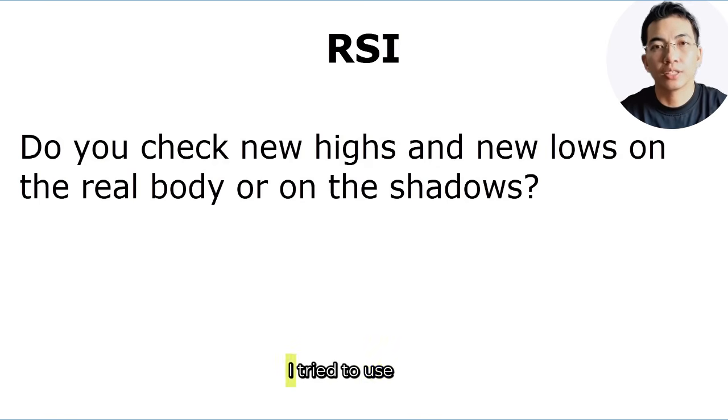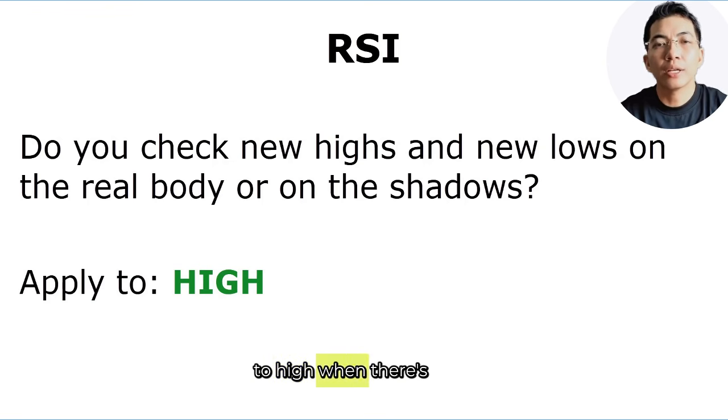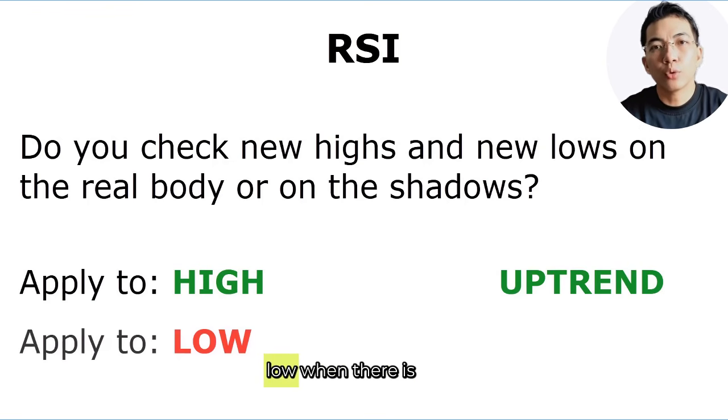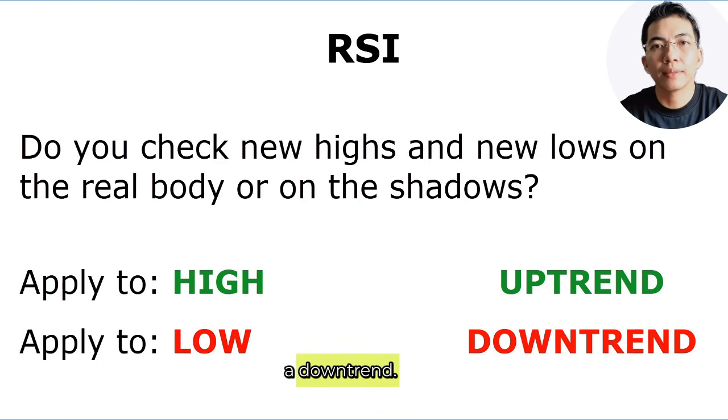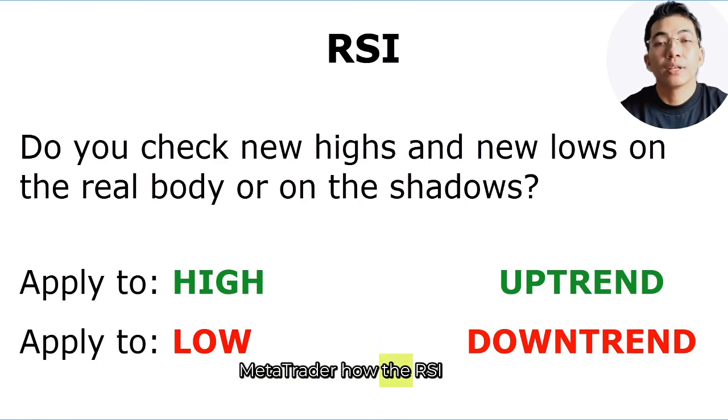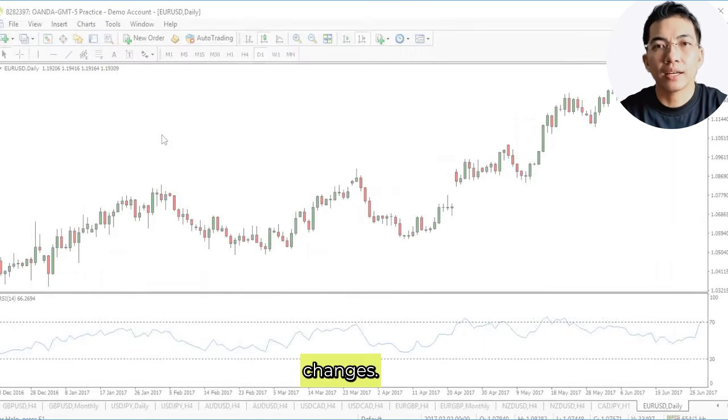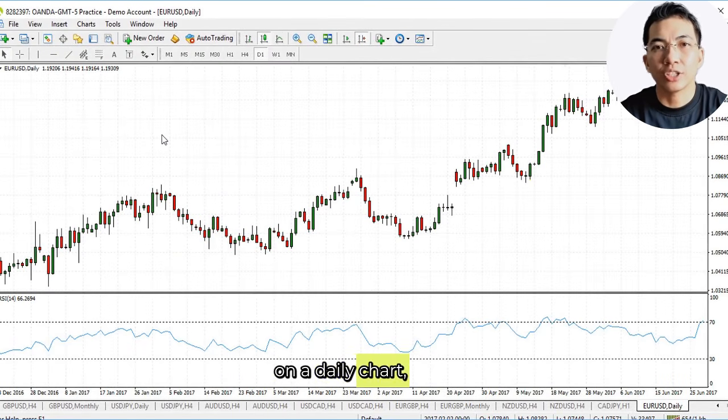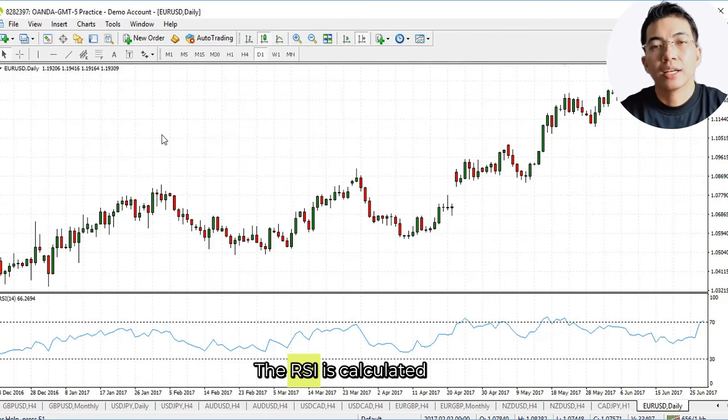So a long time ago I tried to use the RSI in a more logical way, or at least more logical to me. I went beyond the standard setup of this indicator and I decided to apply the RSI to high when there's an uptrend and to low when there is a downtrend. Let's check on the MetaTrader how the RSI changes. Here we have Eurodollar on a daily chart and you can see that there is a clear uptrend. The RSI is calculated on closing prices.